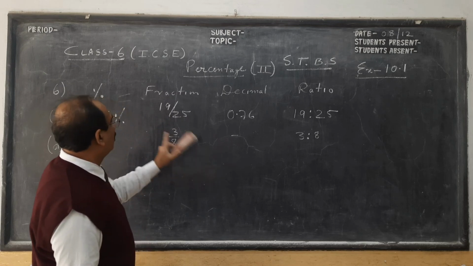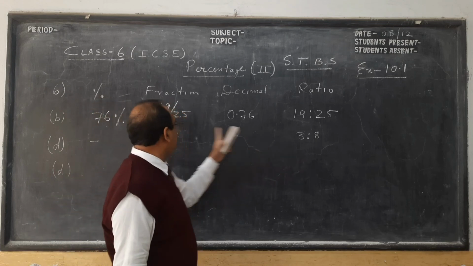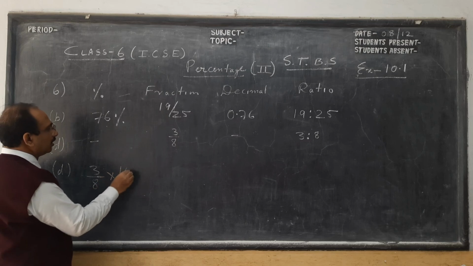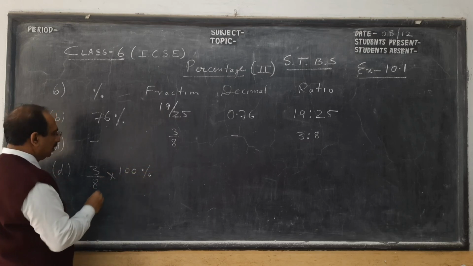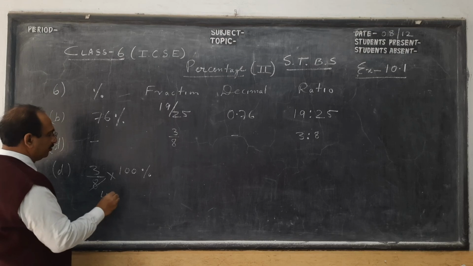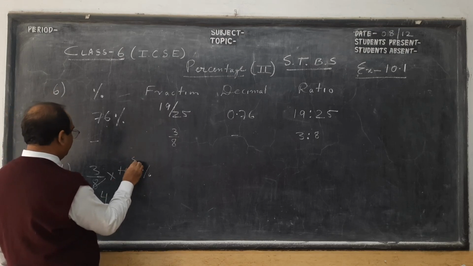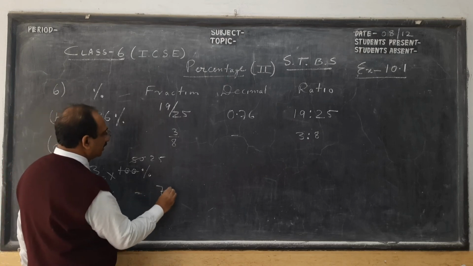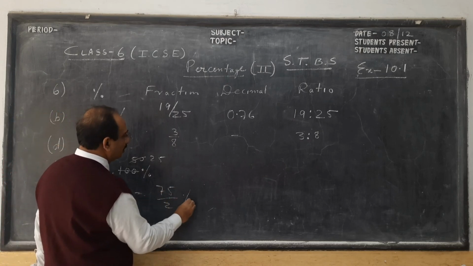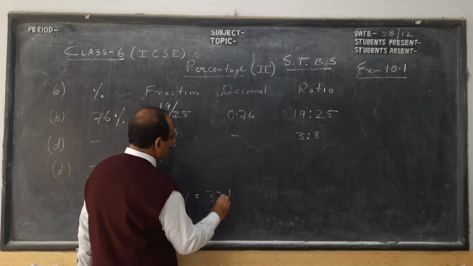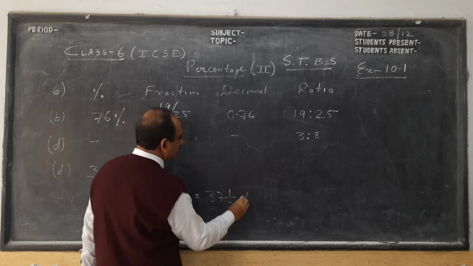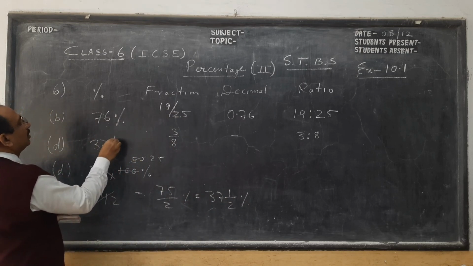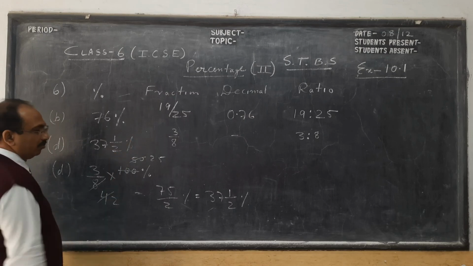Then the last part: these two are related if you see, and these two, percentage. So 3 by 8 as a percent, I multiply by 100%. So here if you cancel, children, you will get 4, this we will get 50, this again we cancel by 2, we get 75 by 2%. If you write this improper fraction as a mixed fraction, we get 37 and a half, or 37.5%.